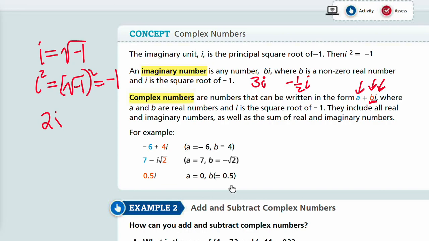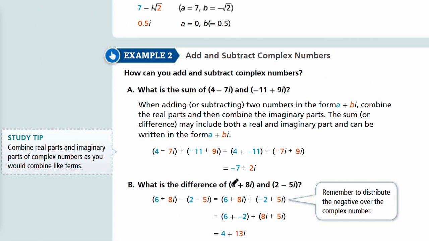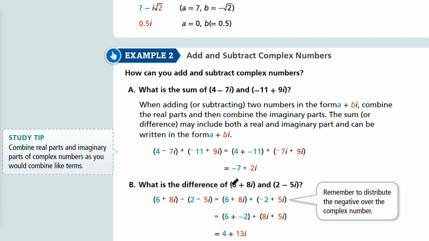Okay, so let's look at example 2. We're going to add and subtract complex numbers. How can you add and subtract complex numbers? So for example, in part A, let's look at the sum of 4 minus 7i and -11 plus 9i.